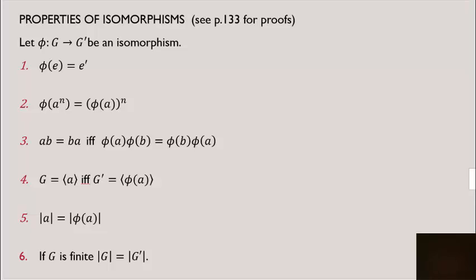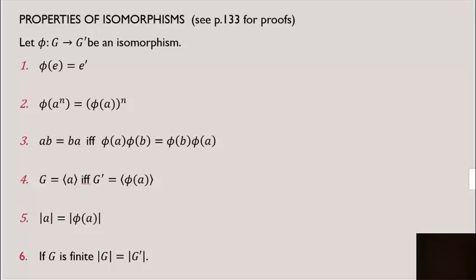These are very important properties of isomorphisms, and you should look on page 133 and see the proofs. I think he proves 1, 2, and 4, and 3, 5, and 6 just come quickly from those. I'm not going to take the time in the video to prove them. The proofs will be easy for you to understand. The important thing is to know these properties.